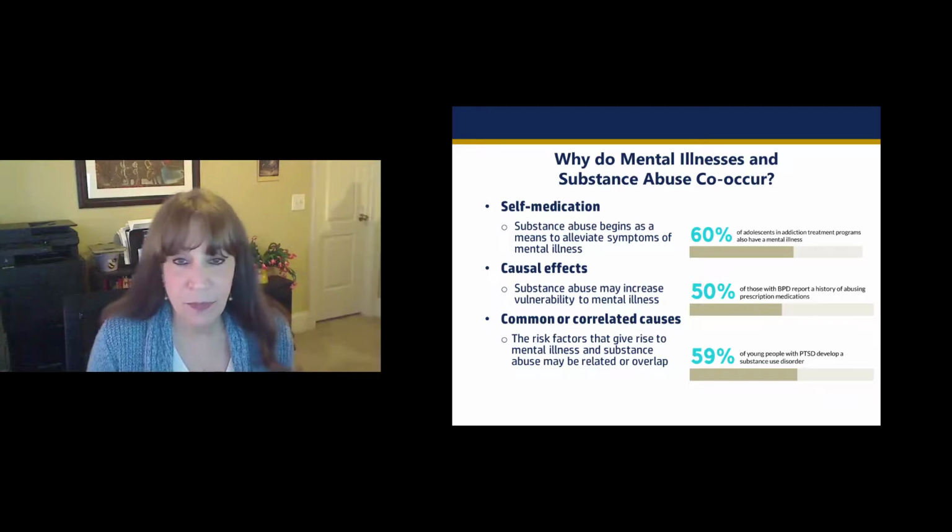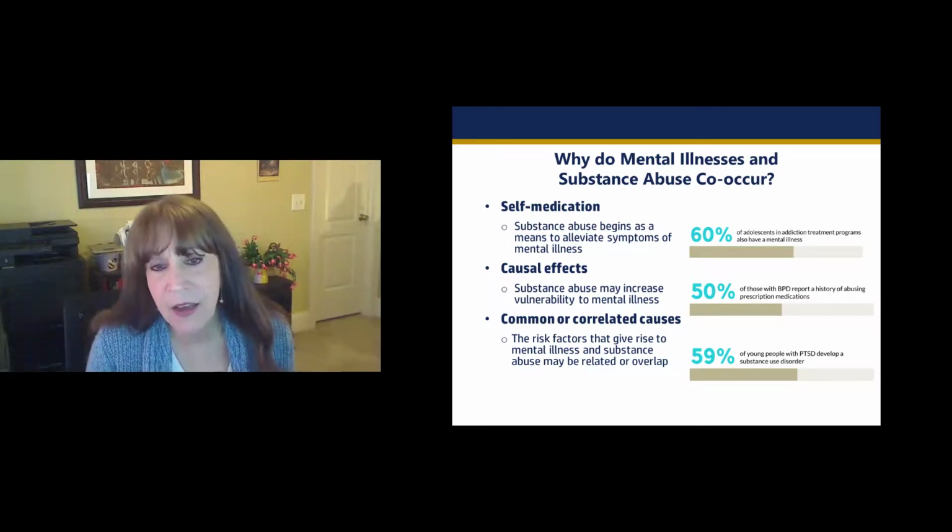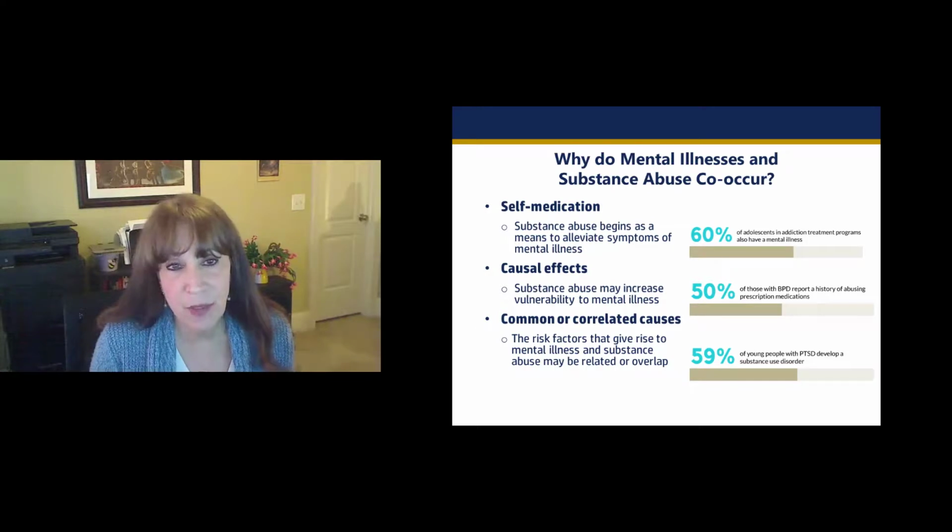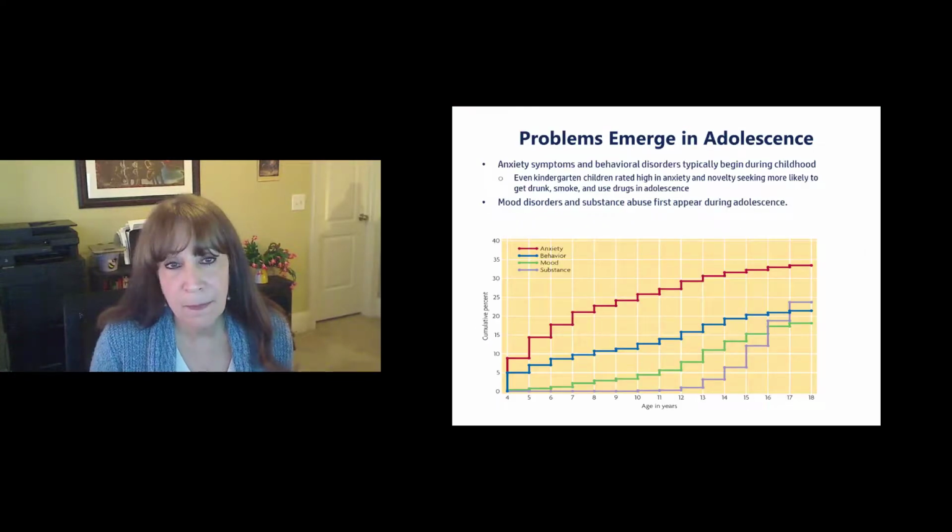And here you can see, again, almost 60% of young people with PTSD develop a substance use disorder. And these problems tend to emerge in adolescence, but you can see anxiety problems and behavioral disorders beginning in childhood, even in kindergarten. Children rated high in anxiety and novelty seeking are more likely to get drunk, smoke, and use drugs in adolescence. So early intervention.